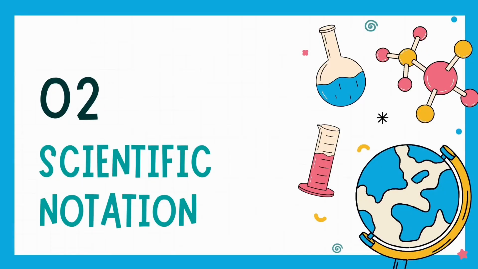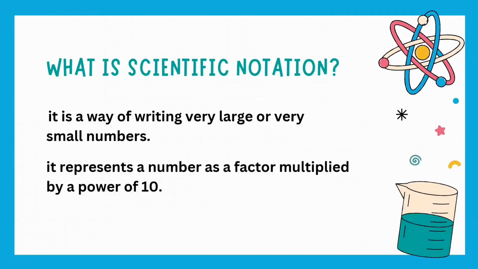So for our next topic, it would be all about scientific notation. But what is scientific notation? It is a way of writing very large or very small numbers. It represents a number as a factor multiplied or divided by a power of 10. In order to do this, there are 3 rules when it comes to converting whole numbers or decimal numbers into scientific notation. Let's start.